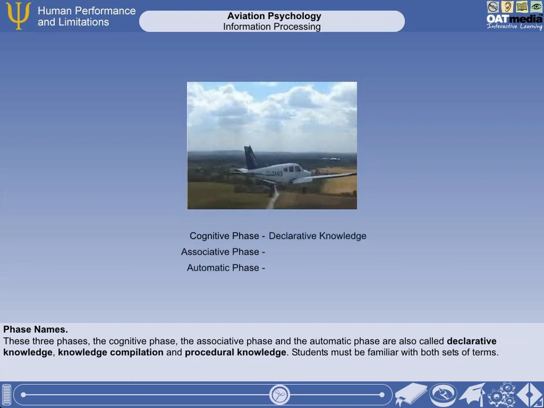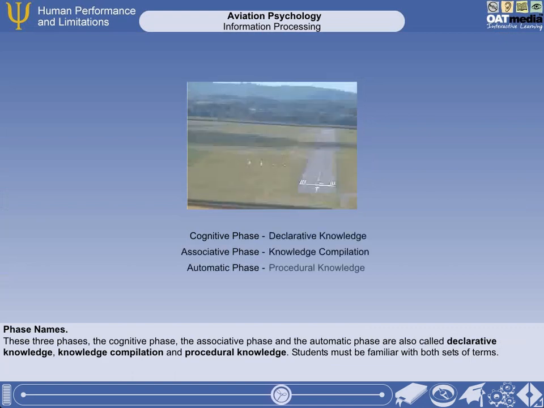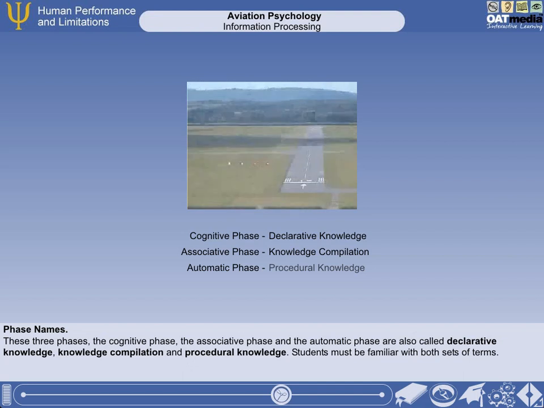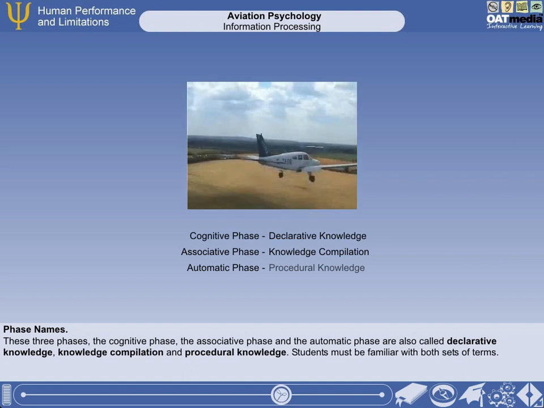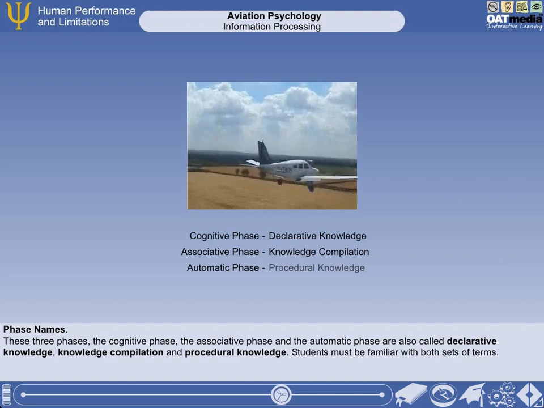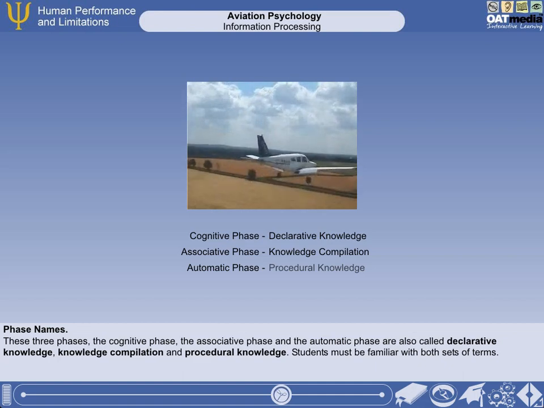These three phases, the cognitive phase, the associative phase, and the automatic phase, are also called declarative knowledge, knowledge compilation, and procedural knowledge. Students must be familiar with both sets of terms.